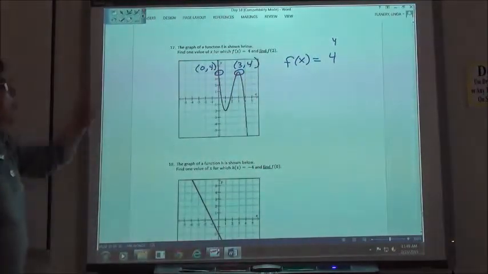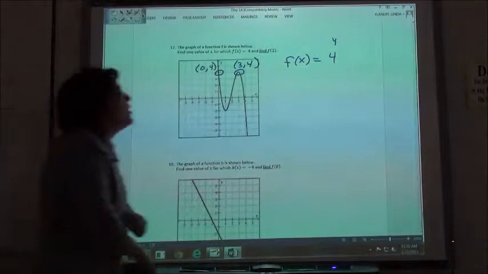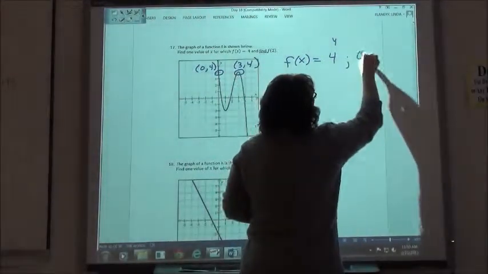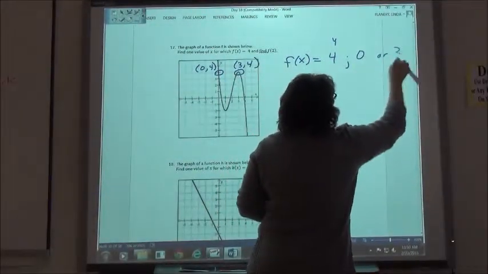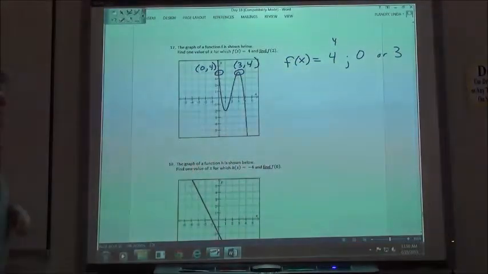You only have to pick one of those values. It doesn't matter which one you pick. So you could put 0 down or you could put 3 down. Either one is going to be okay.